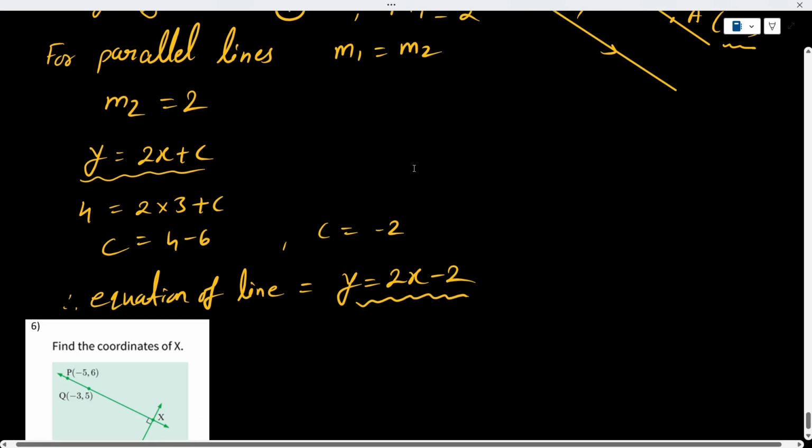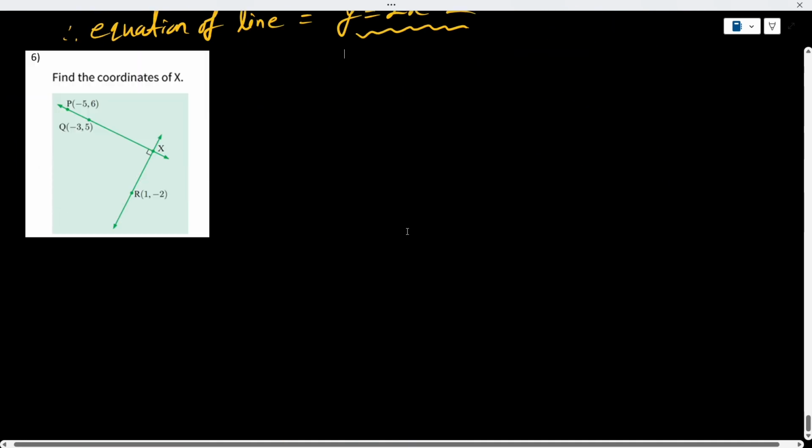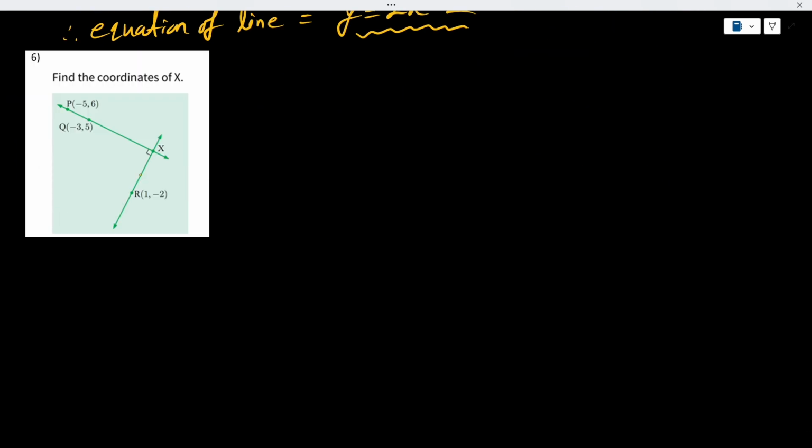Now let us see the next question here. So here we have used the topic that for parallel lines, gradients are always equal. Now the next question, find the coordinates of x. If you observe, there are two lines, line L and line M, or L1 and L2. If you see, this 90 degree is marked here. The moment you see 90 degrees, you know that both the lines are perpendicular to each other, right?